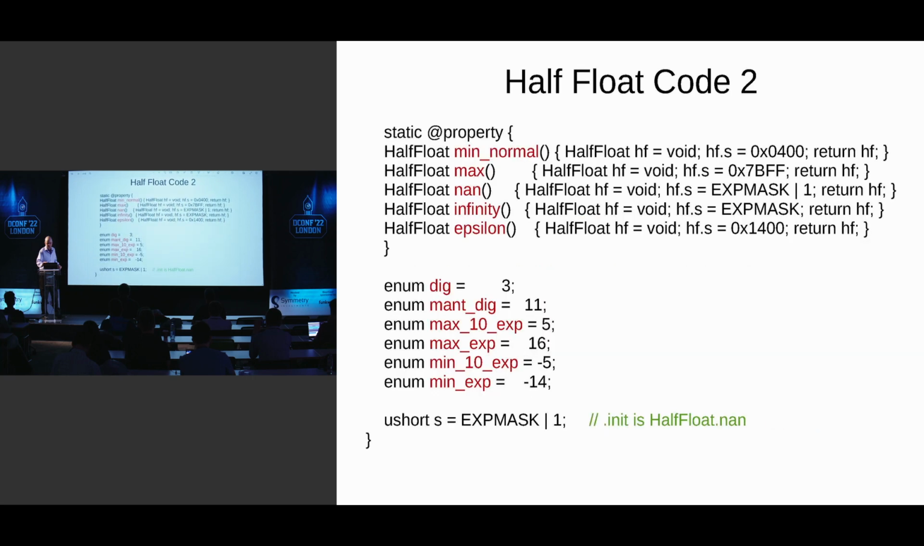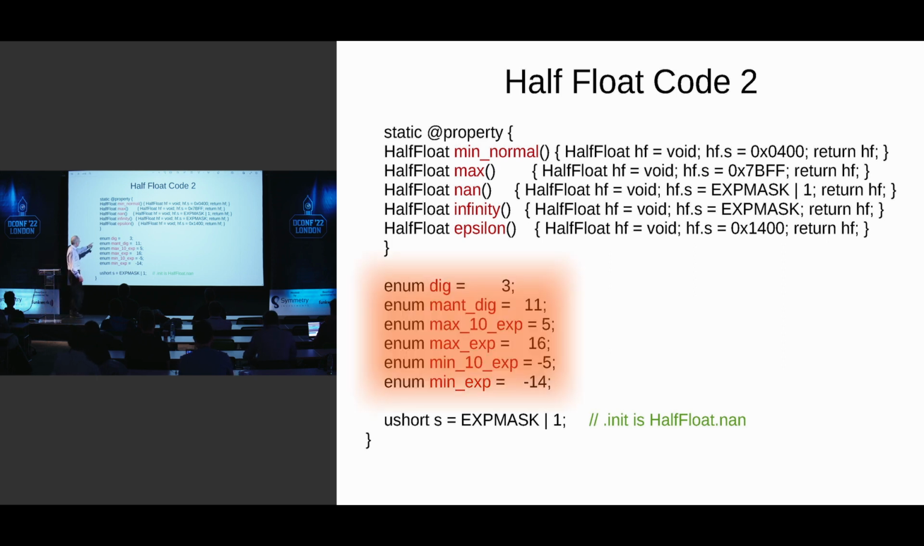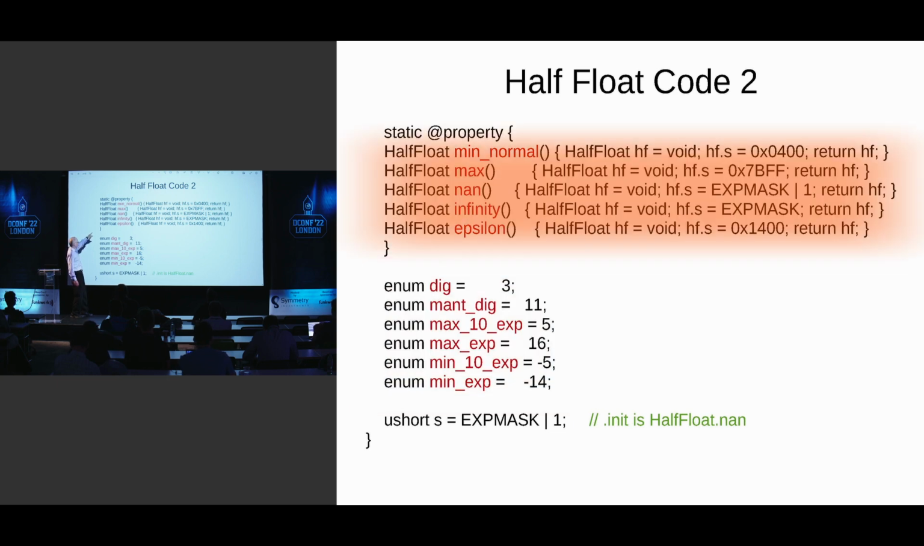Now, floating point types have properties, and here's all the properties and their implementation. You have the number of digits, mantissa digits, max 10 exponent, and those can be done as enums because they're integer values. You can't do enums for a half float type, so those are inline functions which get inlined and go away in your actual runtime, and they're all implemented there. So you have infinity, nan, max, and epsilon.